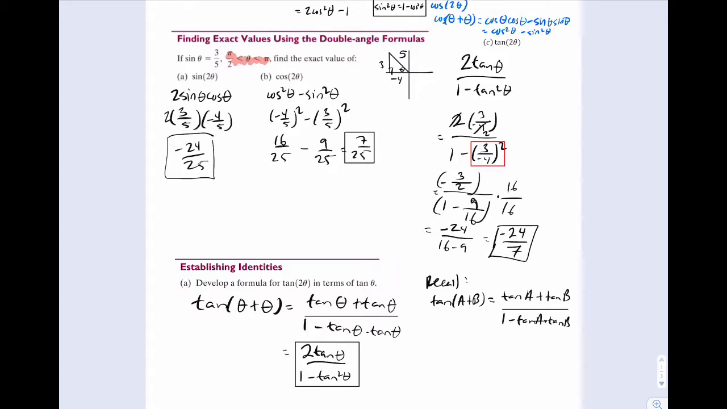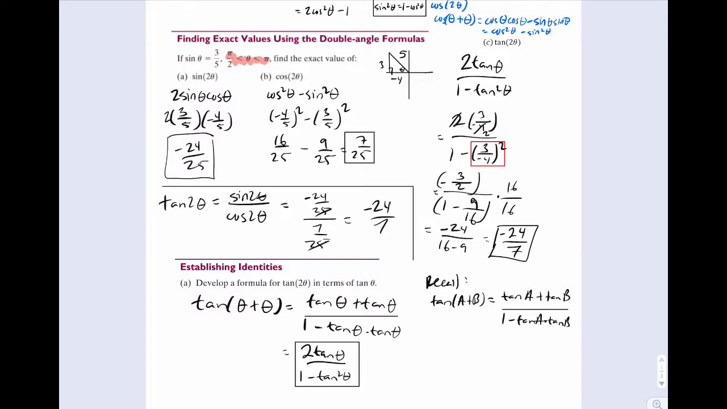Now, the one thing we could have done to make this a lot simpler, and you could do this on your homework or test or quiz, is notice how we actually knew sine of 2 theta, cosine 2 theta, which means think about tangent. Tangent of 2 theta must be equal to sine of 2 theta over cosine of 2 theta. So let's plug it in. Negative 24 over 25 over 7 over 25. Look at that. You get the exact same answer.